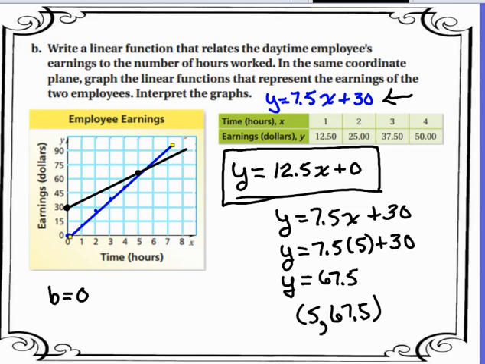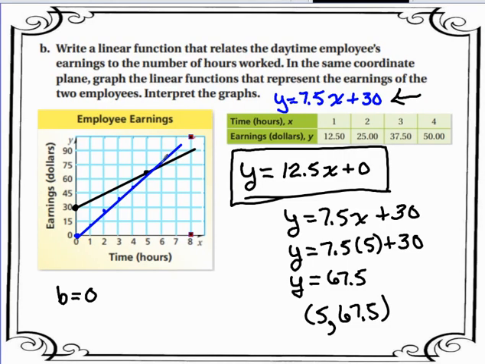All right, so we're gonna find that at some point, the nighttime workers are gonna make more money than the daytime workers, because the nighttime graph crosses over and then goes higher at the end. So when we interpret the graphs, we would say that the daytime workers make more money up to about 5 hours. And then at 5 hours, the nighttime workers increase and make more money than they do.